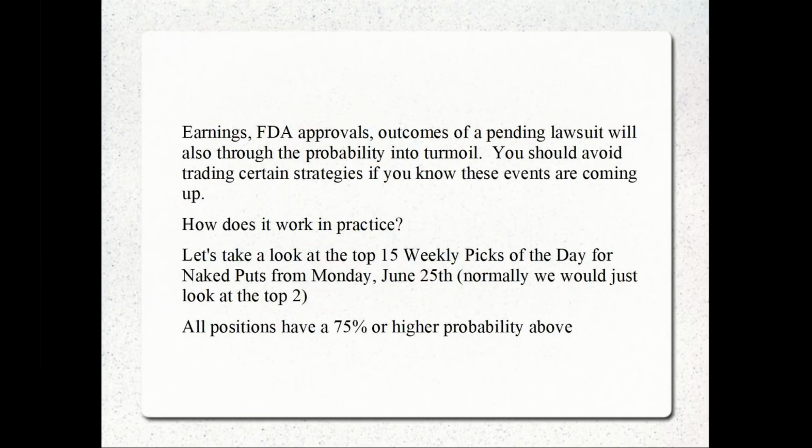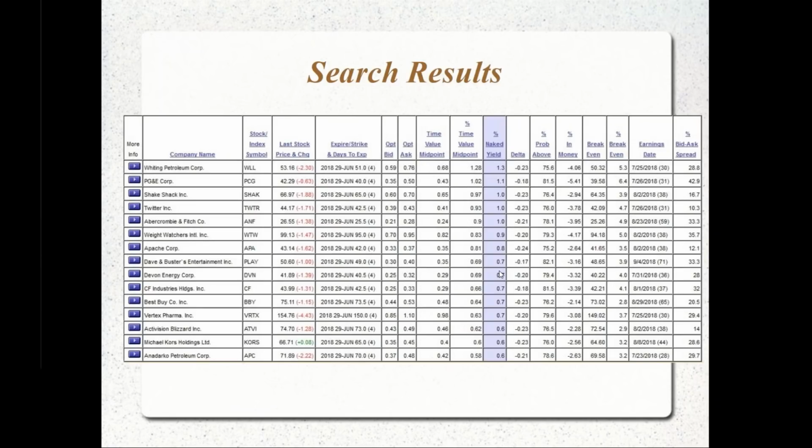Well, how does it work in practice? As I mentioned, it all depends on the market conditions being the same. Now let's take a look at the top 15 weekly picks of the day, naked puts, if I'd opened them on Monday, June 25th. Normally, following the weekly picks of the day for covered calls and naked puts that we show on Power Options, we just take the top 2 or the top 3. Now, all positions had a 75% probability or higher when the search was run on Monday the 25th.